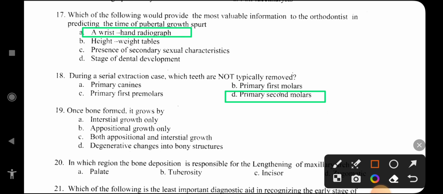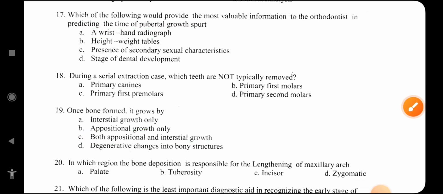Next question is, once bone formed, it grows by. Options are interstitial growth only, appositional growth only, both appositional and interstitial growth, or degenerative changes into bony structure. And the correct answer is both appositional and interstitial growth. Once bone is formed, it grows by both appositional and interstitial growth.